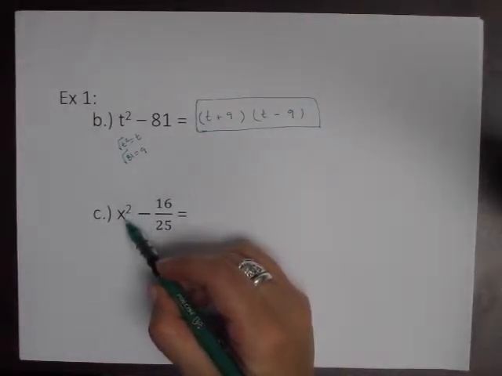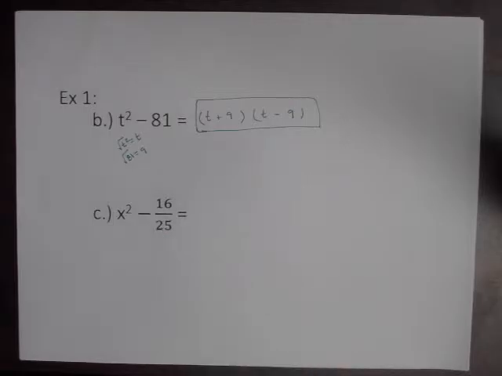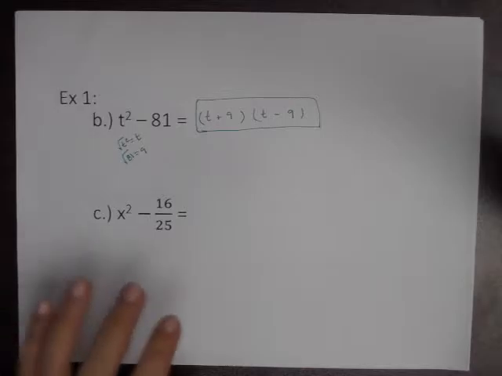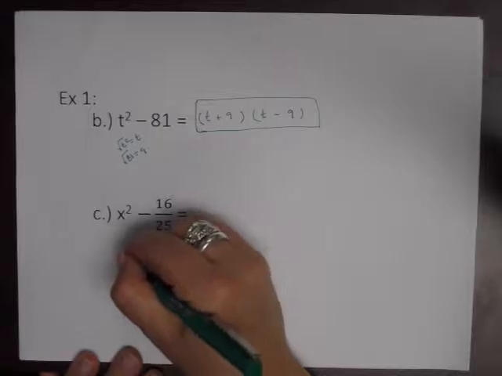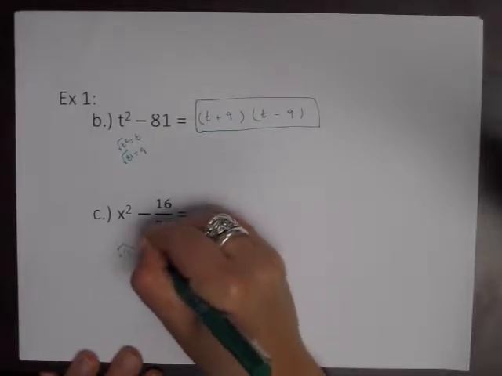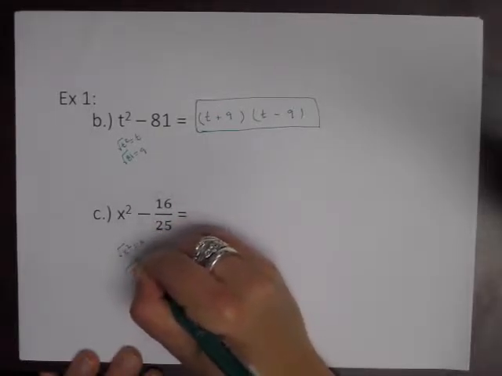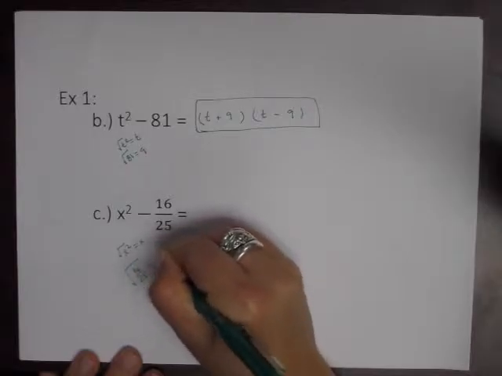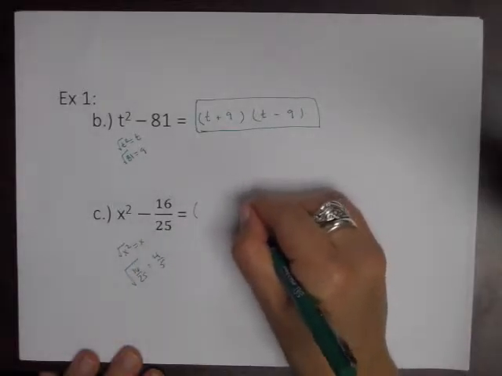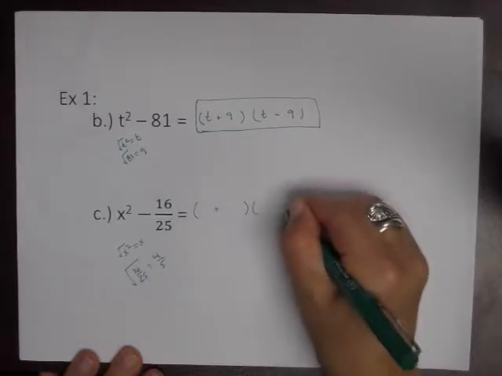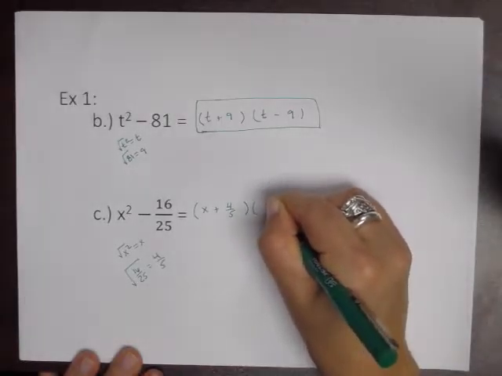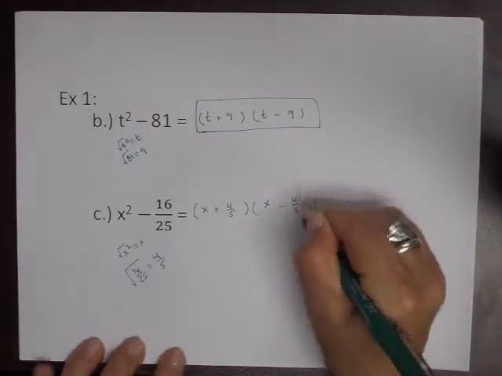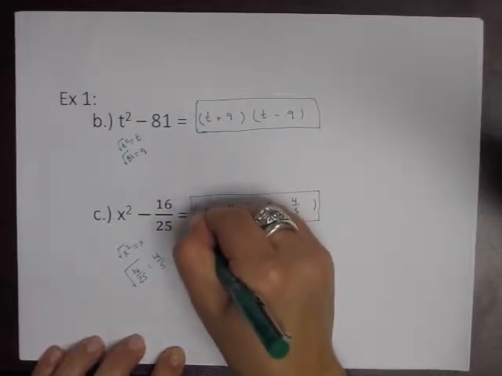Okay, so I've got x squared minus 16 over 25. Even though I'm dealing with fractions, it shouldn't be too intimidating. First thing I notice is I've got two terms instead of 3, I'm missing my b, and it's a subtraction problem. So I take the square root of x squared, which is x. Then I take the square root of 16 over 25, which is 4 over 5. I set up my parentheses, go plus minus, and it's x plus 4 over 5 and x minus 4 over 5. And then I'm done with it.